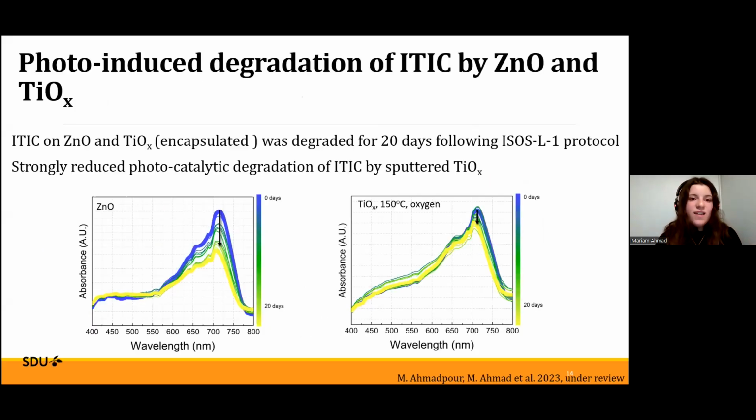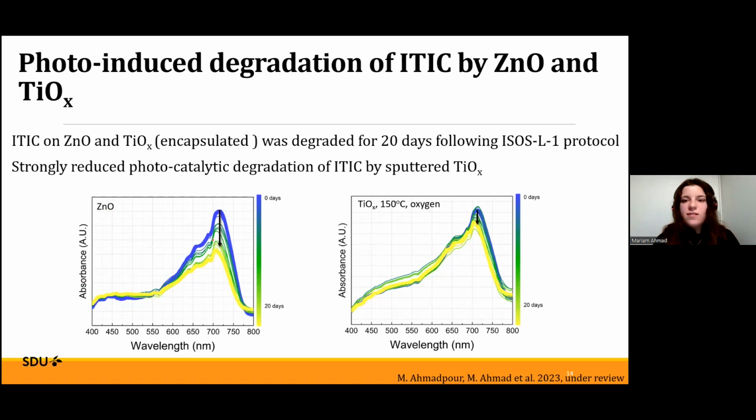So to try to understand why this is the case, we did a degradation study of ITIC on solution processed zinc oxide and ITIC on the sputtered titanium oxide. So the ITIC was degraded for 20 days following the ISOS-L1 protocol under one sun light. And if we look at the absorbance spectra that we have here, we have the absorbance spectrum of the degraded ITIC on zinc oxide and on titanium oxide. We see that the main absorbance signal from ITIC is significantly reduced after 20 days of degradation when it is deposited on the solution processed zinc oxide.